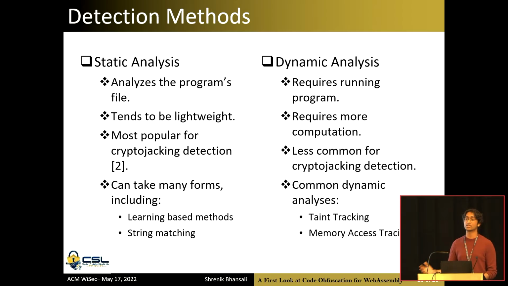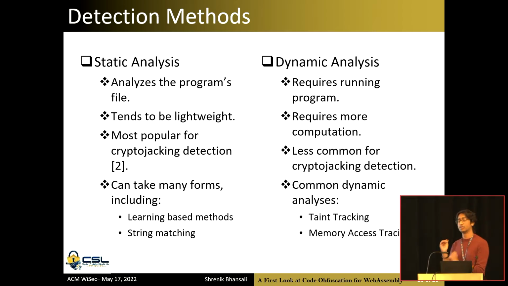Traditionally, and even in the context of WebAssembly, there are two ways to detect and analyze WebAssembly programs. The first is through static analysis, no surprise. It analyzes the program's file. These forms of analysis tend to be more lightweight because it's simply checking the file. This is also the most popular option for cryptojacking detection because oftentimes these have to be run within a browser without having a large performance impact. And this can take many forms, including learning-based methods, string matching, fuzzy hashing, etc.